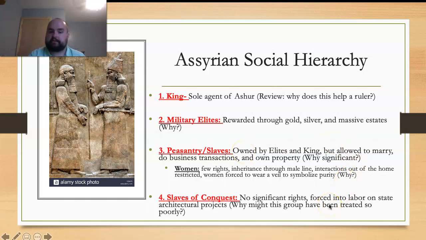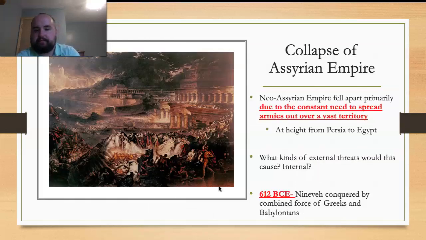Also, women, as with many of these empires, again, were not treated particularly well throughout most of the Assyrian Empire. The inheritance still went through the male line, their interactions outside the home were restricted, and they were forced to wear a veil outside of their home to symbolize their purity.